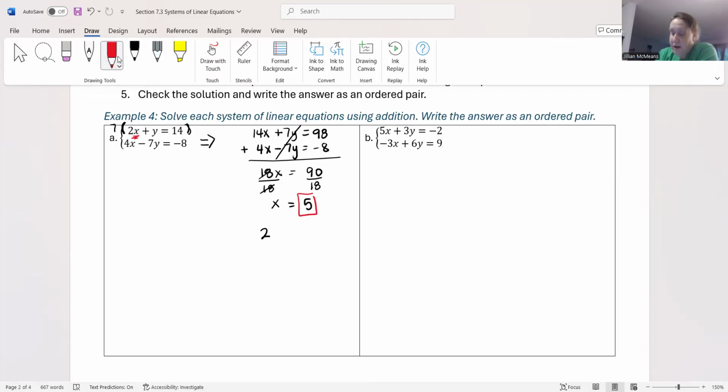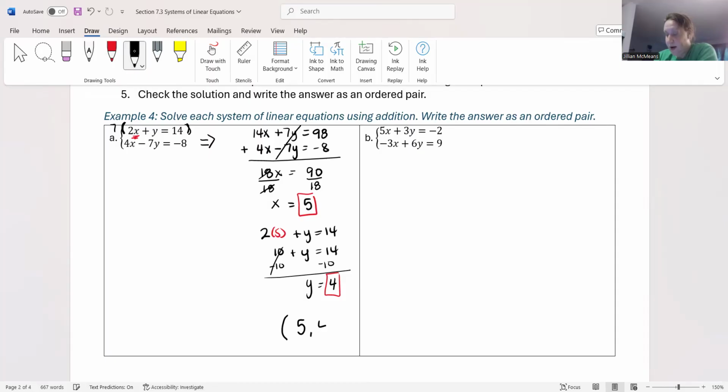So I would get 2 times x, where x is 5, plus y equals 14. Well, 2 times 5 is 10, so I get 10 plus y equals 14. I want to get my y alone, so in order to do that, I would need to subtract 10 from both sides. So 10 minus 10 is 0, 0 plus y is y, and then 14 minus 10 is 4. So we now have a value for x, we have a value for y. We want to write our answer as the ordered pair (5, 4). So this right here is our solution, okay?